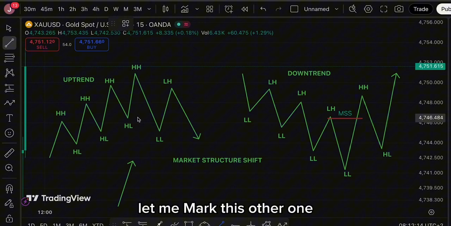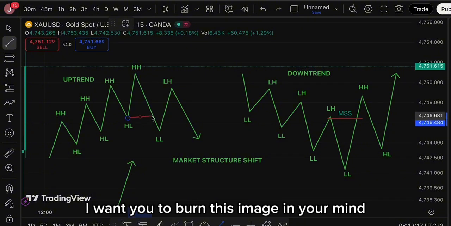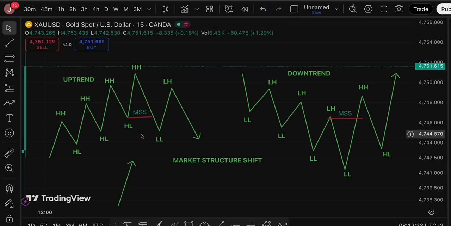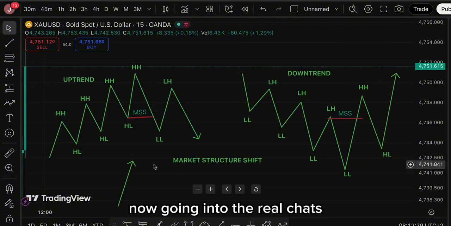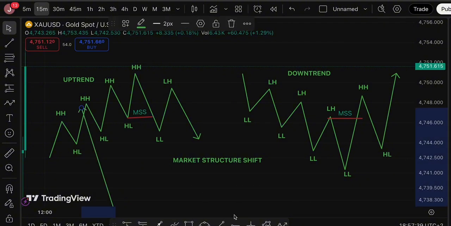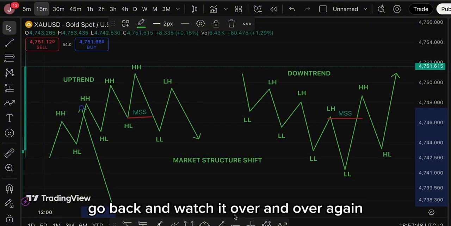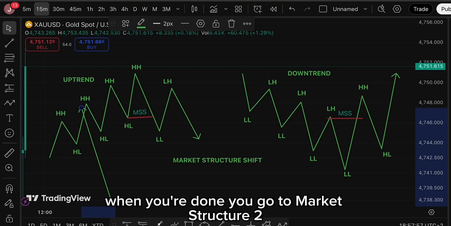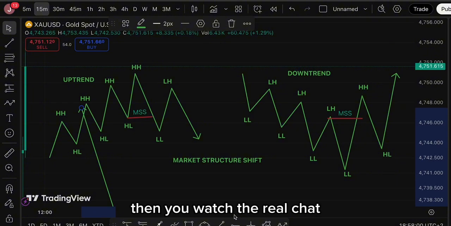Let me mark this other one. I want you to burn this image in your mind. Now, going into the real charts. Before we go into the real charts, go into market structure 2. If you're confused or you don't understand what I've been saying so far, go back or watch it over and over again because I simplified everything. When you're done, you go to market structure 2, then you watch the real chart of me explaining everything.